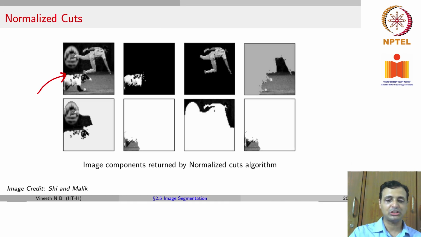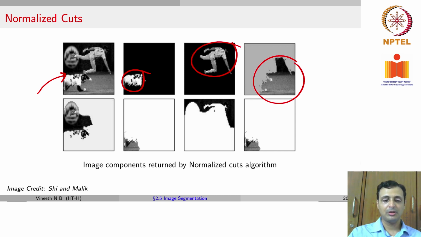So this is the input image, and you can see the various different regions that get segmented using normalized cuts over the iterations of the method.